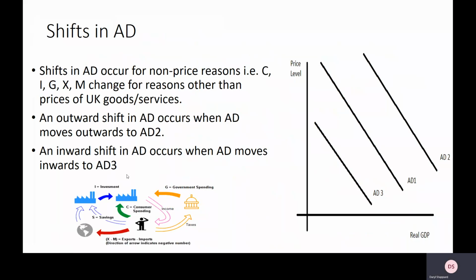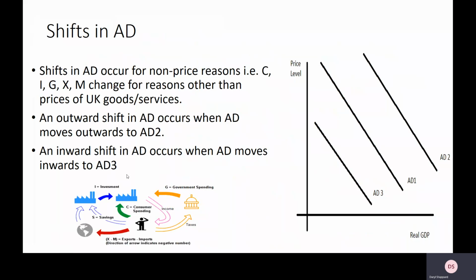So in other words, if AD was to move outwards from AD1 in this diagram to AD2, it means that either consumption, investment, government spending, or exports have increased for non-price reasons. It could also be driven by a reduction in imports, which is for non-price reasons. An inward shift is a reduction in aggregate demand for non-price reasons.